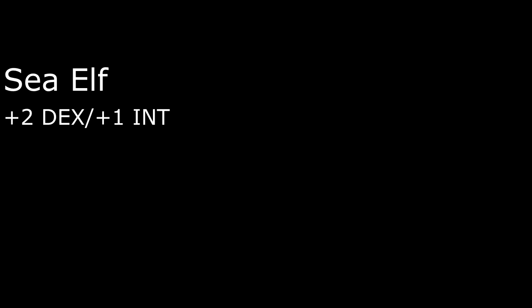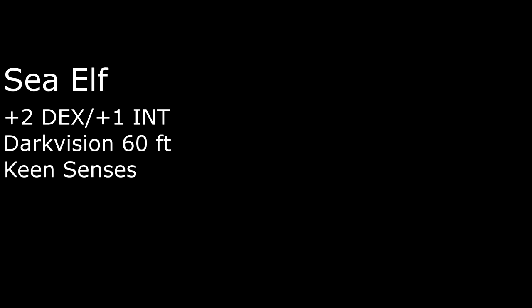We made Maple a dwarf, so it makes sense to me that Sally be an elf, in this case a sea elf. All elves get +2 to their dexterity, and we'll use the racial customization options from Tasha's to put our other +1 into intelligence. We also have 60 feet of dark vision, proficiency in perception, advantage on saving throws against being charmed, and we can't be put to sleep by magic.